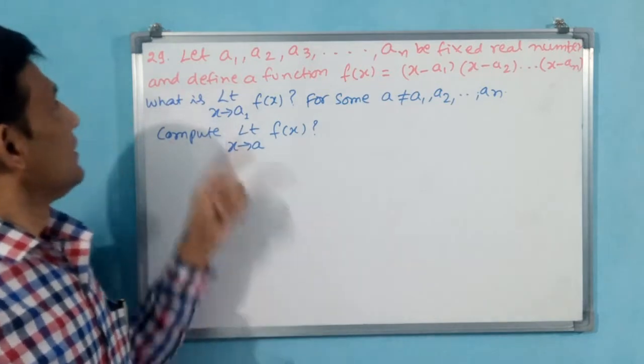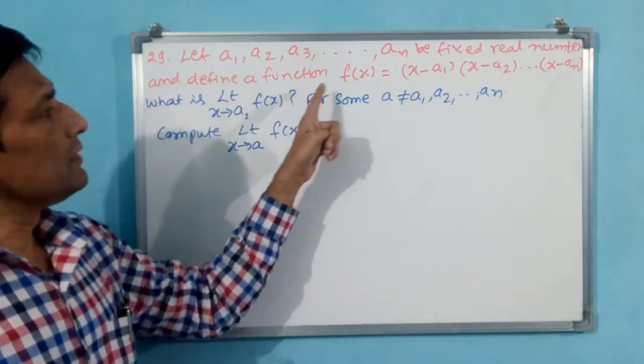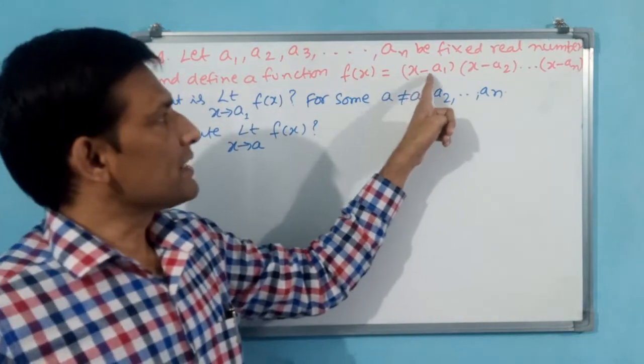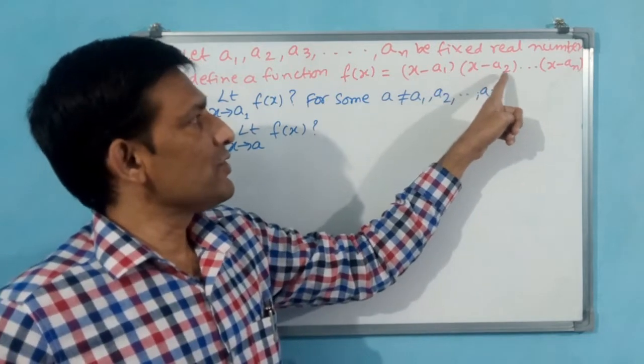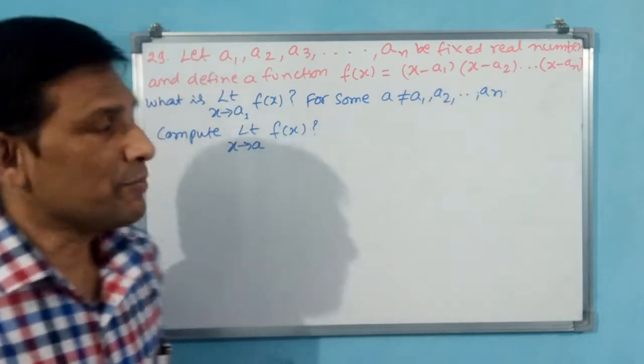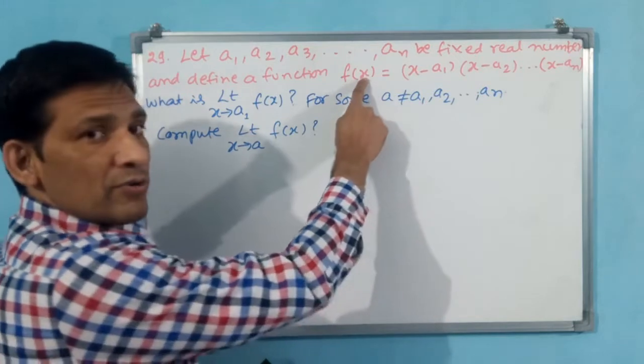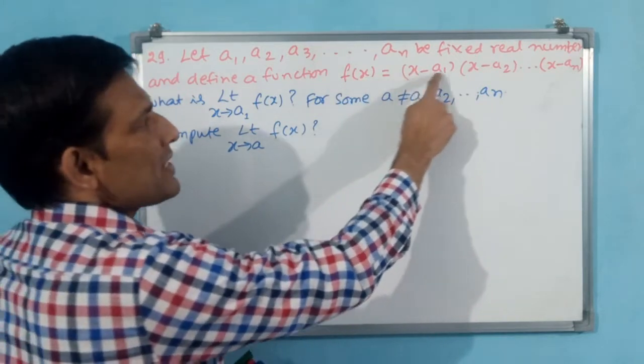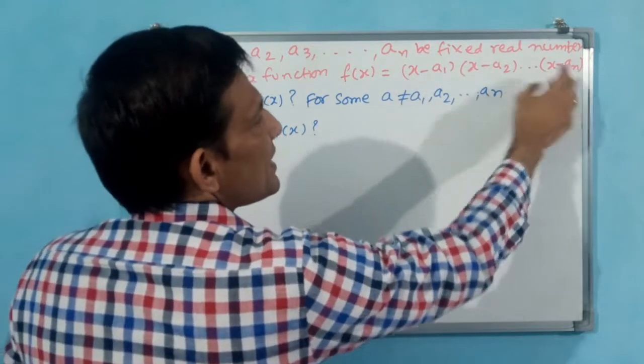Whether it is a geometric series or an arithmetic series also, we don't know. Okay. And define a function f of x is equal to x minus a1 into x minus a2 into up to x minus an. That means here, if you want to find f of 2, then 2 minus a1, 2 minus a2, 2 minus an, like that you have to multiply.